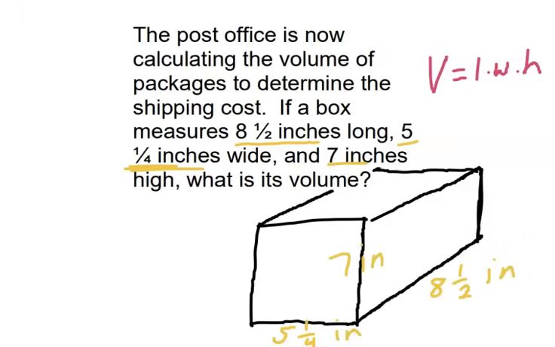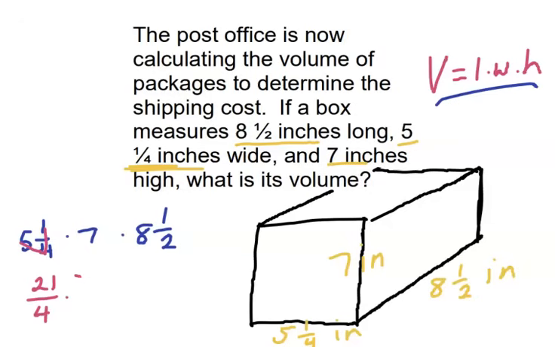Okay, so we're going to have to go ahead and multiply this, right? Length times width times height. So we're going to have, let's say, 5 1/4 times 7 times 8.5. Okay, so then let's change these mixed numbers into improper fractions so we can work with them. 5 times 4 is 20, plus 1 more is 21. So we have 21 over 4. 7 is just going to be 7 over 1. And then 8 times 2 is 16, plus 1 more is 17 over 2.